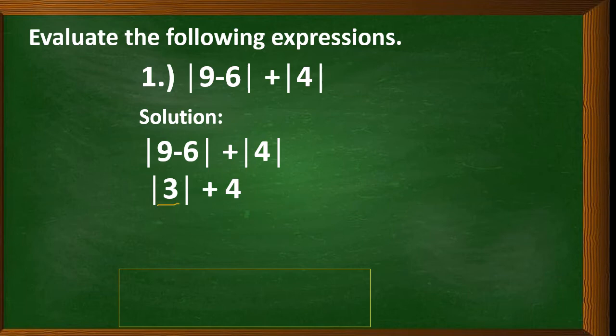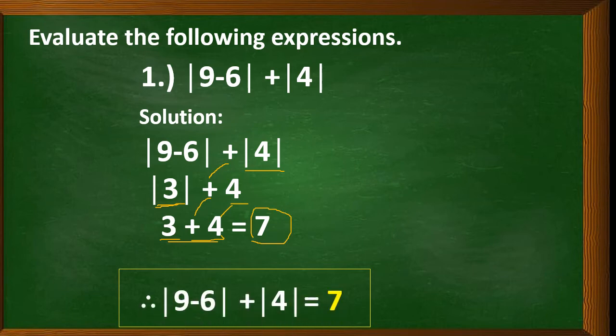Next, just bring down plus, and then what is the absolute value of 4? Of course, we have 4. Next, get the absolute value of 3. And what is the absolute value of 3? The absolute value of 3 is, of course, 3. Then we have to add to 4. Just bring down plus as well as 4 and add. So 3 plus 4, the answer is 7. Therefore, absolute value of 9 minus 6 plus absolute value of 4 is equal to 7.